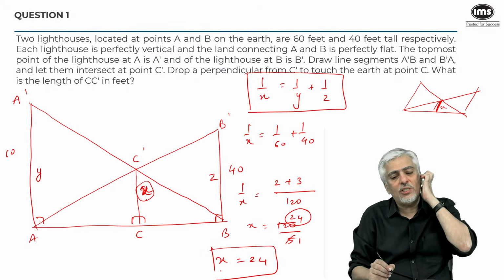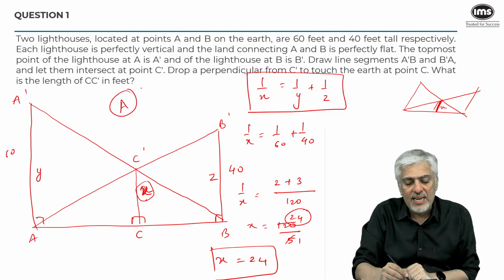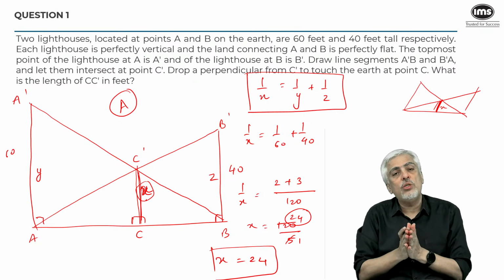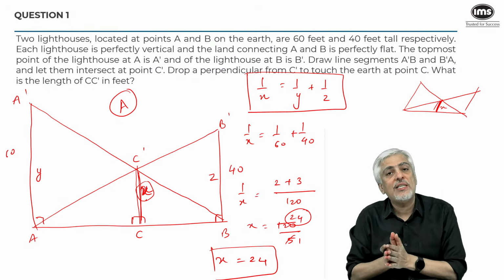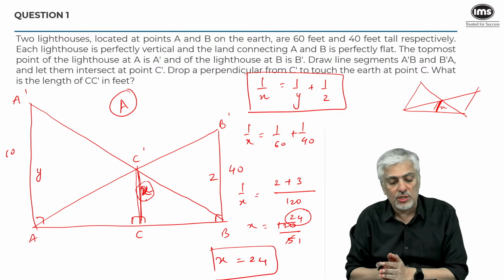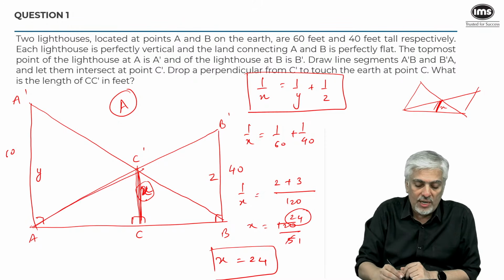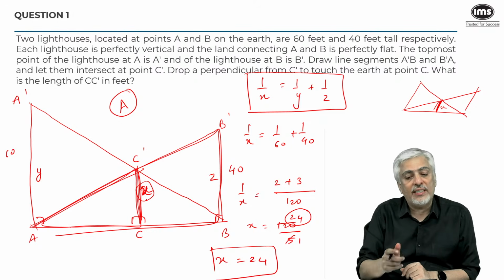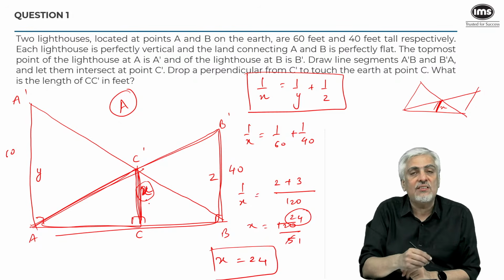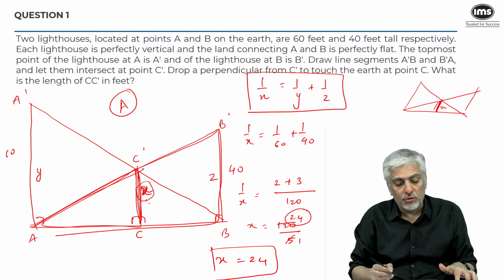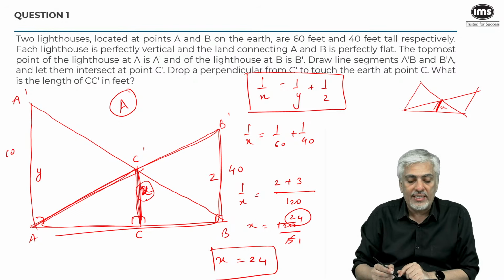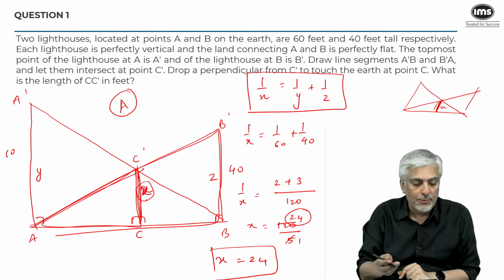What level would I put this question at? Definitely level A, because it has a direct property. Remember, students who don't know the property will waste a lot of time on this question, because they will work on similarity first between this triangle and the full triangle and get a relation between X and Z, then X and Y, and that takes a lot of time. You will also need a relation between Y and Z, which is obviously 60 upon 40, right?